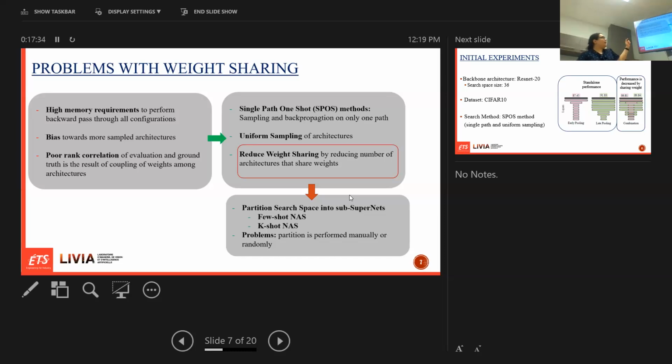Another problem is that if our method of sampling favors some of the architectures over the others, then we would have a bias toward those architectures that have been sampled more. So, to ensure that everything is sampled fairly, we can use uniform sampling. And the other issue with weight sharing is that the rank correlation between the evaluated architectures and the ground truth is low.